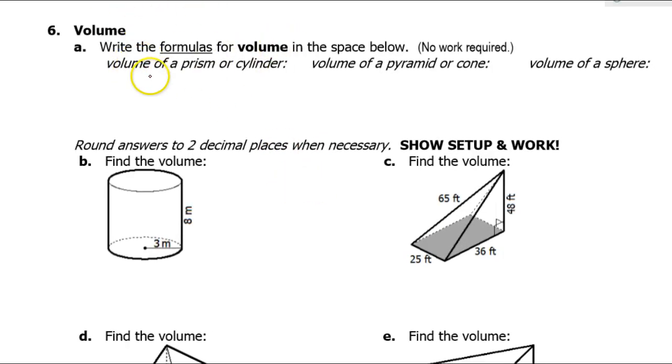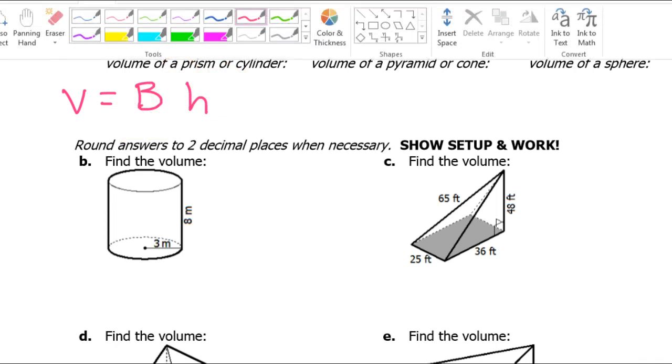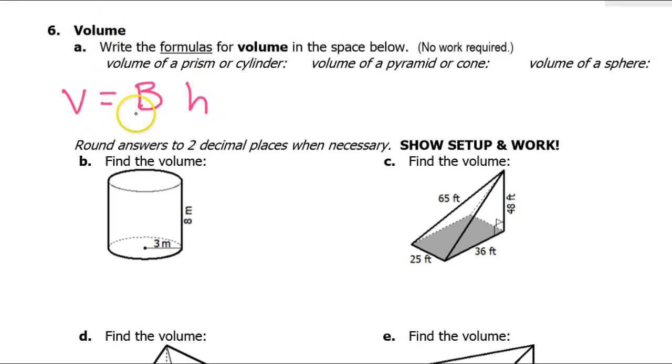So let's write the formula for the volume of a prism or cylinder. The volume is the area of the base times the height. And just make a note to yourself that this B stands for area of the base. That's what this B value is. It's the area of the base. And of course, this is the height.